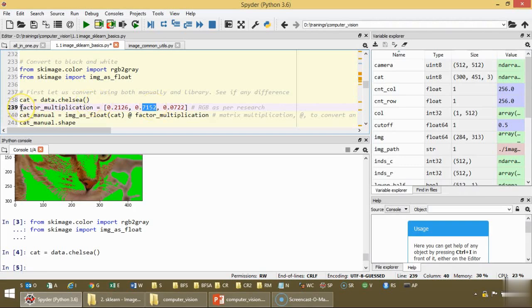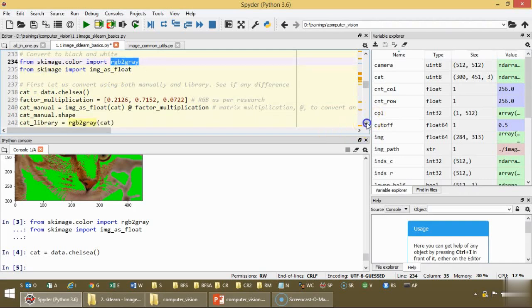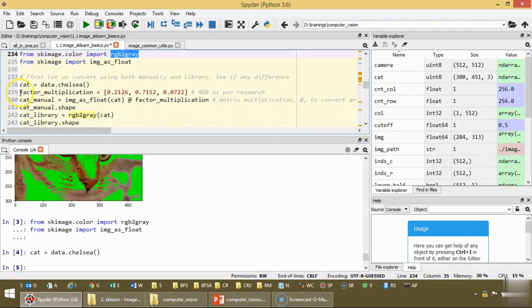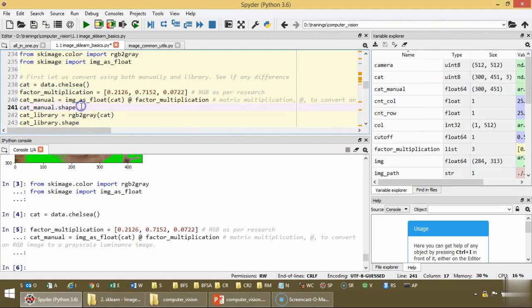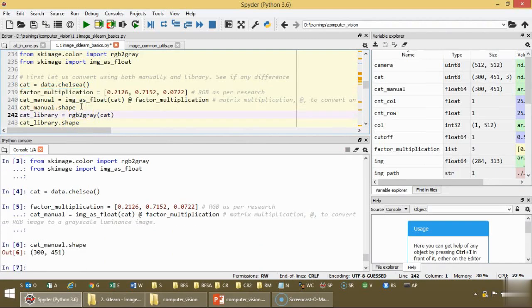So now let us go and see if we do the manual multiplication plus using the library, is there any difference? Okay, so 239 is the manual multiplication factor, and 240 we are multiplying it. So we have multiplied. Let us see the shape of this one.